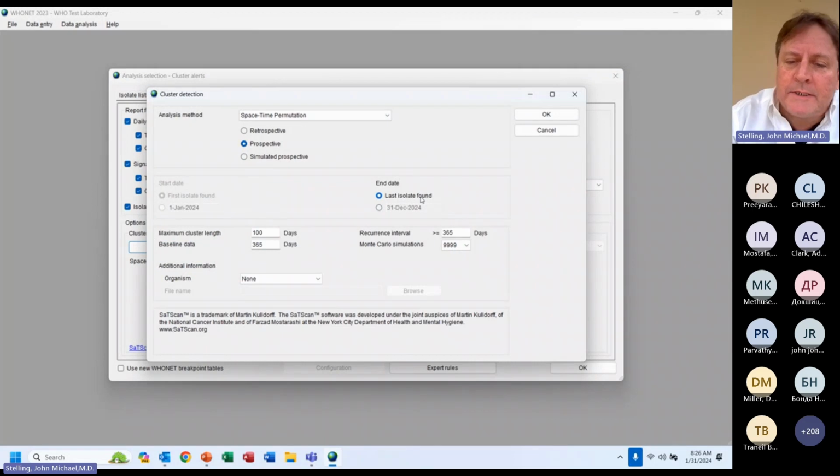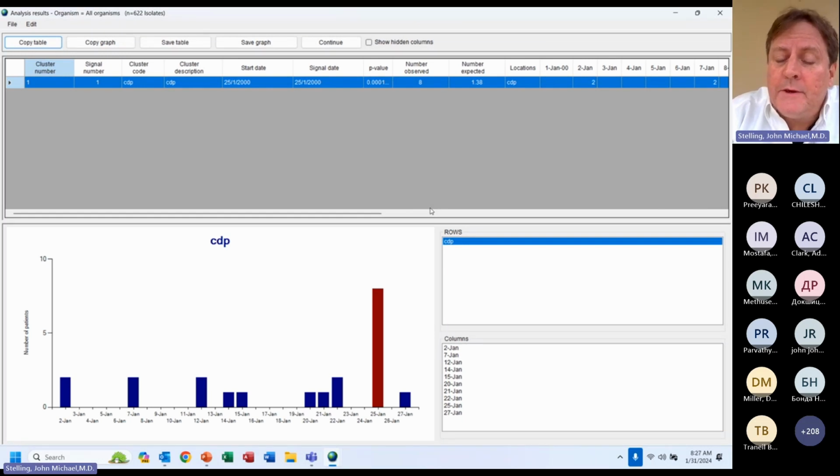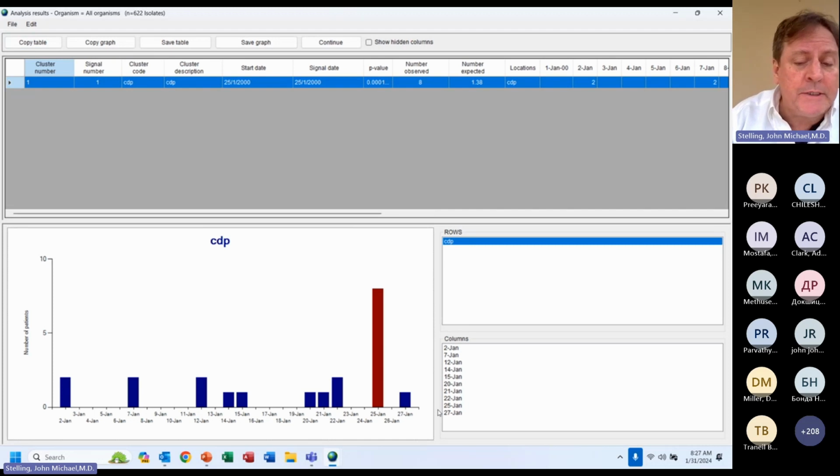It is looking for outbreaks on the last day. It is looking for outbreaks on January 31st. And it said, I did not find any outbreaks on January 31st. Okay, I can change it to look for outbreaks, for example, on January 25th. On January 25th, there seems to be a cluster here. We've seen this. So with a prospective analysis, it's only looking at 1 day. If I look at January 31st, it did not find any clusters. If I look at January 25th, it finds this one cluster.